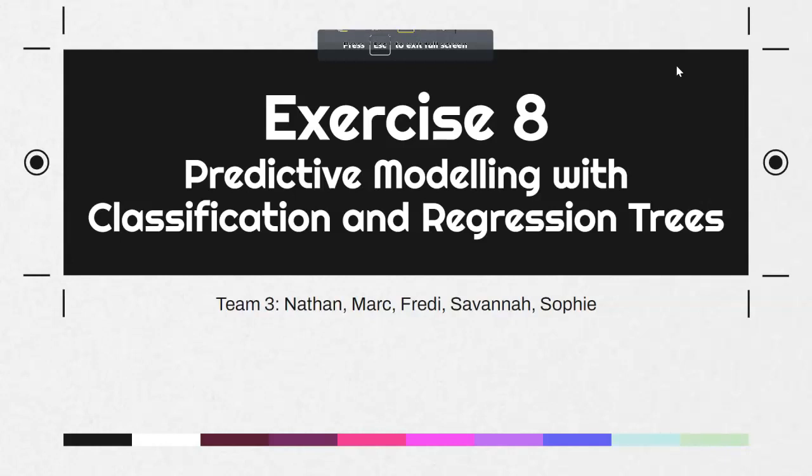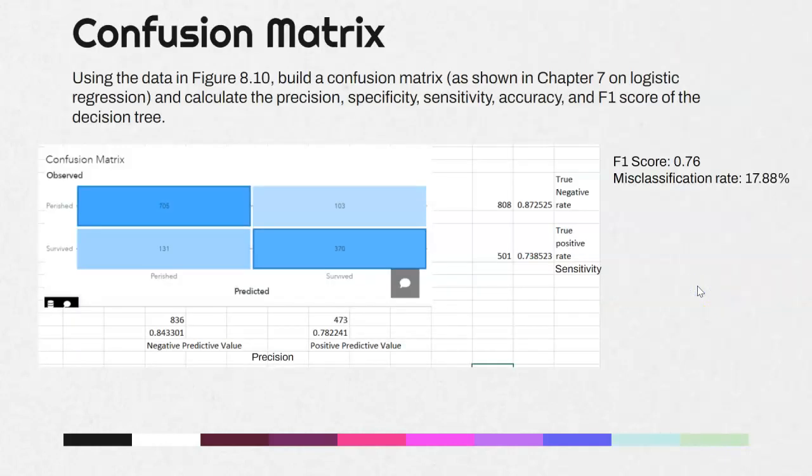Alright, sorry about that. This is my exercise 8 presentation. My name is Nathan Kotis and I'm on team 3 with Mark, Freddie, Savannah, and Sophie. In this presentation I'll be talking about predictive modeling with classification and regression trees. So with that we'll get started.